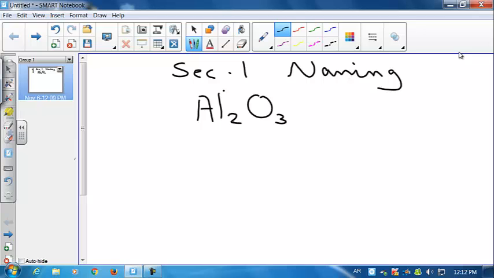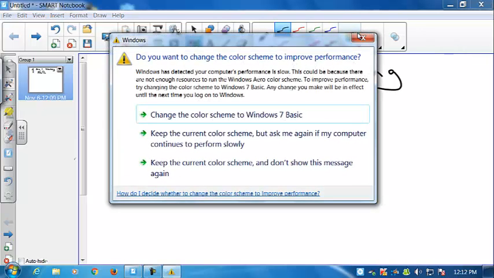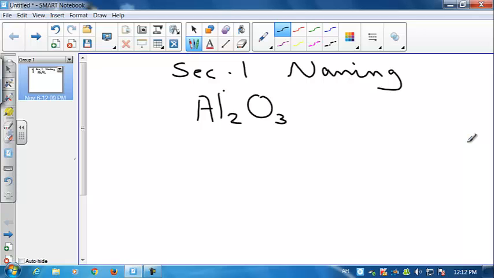Also, there is an important point. When I say Al2O3, this formula can represent 1 molecule or it can represent 1 mole. I can say that 1 molecule of aluminum oxide contains 2 atoms of aluminum and 3 atoms of oxygen. And I can also say that 1 mole of aluminum oxide contains 2 moles of aluminum and 3 moles of oxygen.